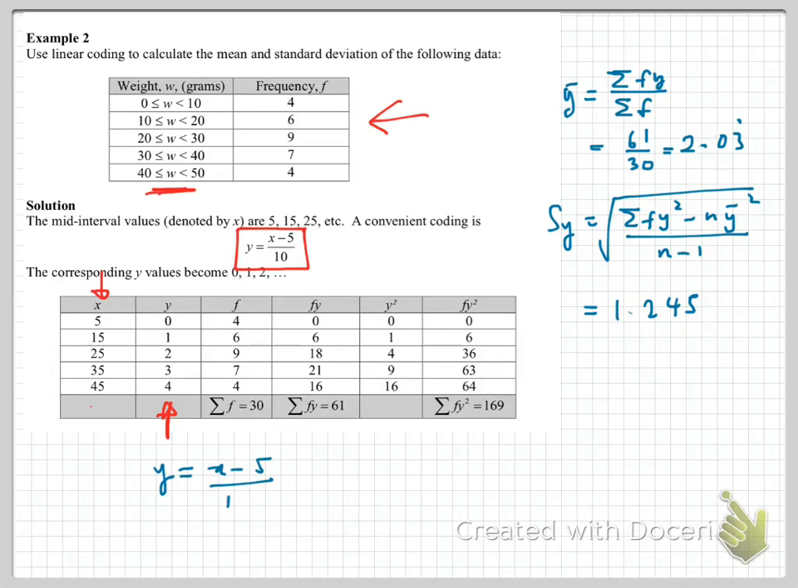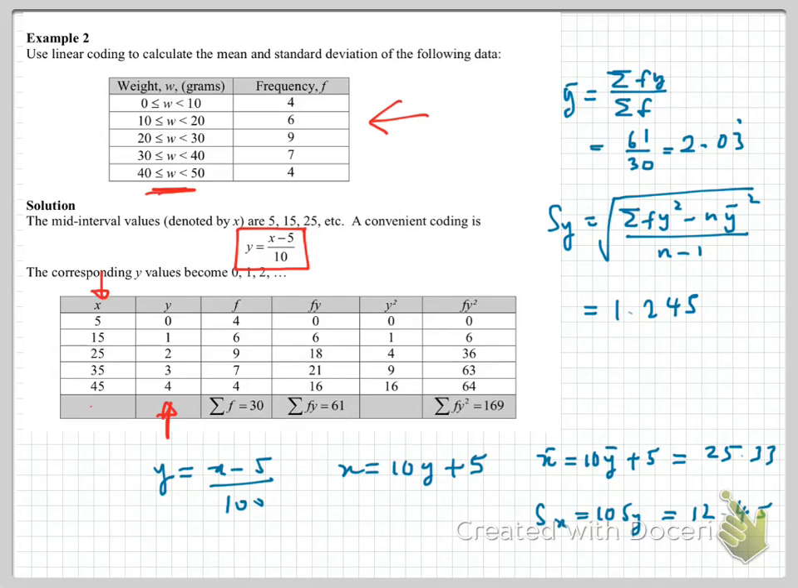So let's look at the coding that was used. It was x minus 5 over 10. We can rearrange that to form an equation of x in terms of y, and then simply substitute the mean into that linear equation. Okay, and that gives you 25.33, and the standard deviation is not affected by the number that's added, it's only the one that's multiplied, in which case it's 10. So we do 10 times the standard deviation of y, which gives us the standard deviation of data sample x, and that should be 12.45.